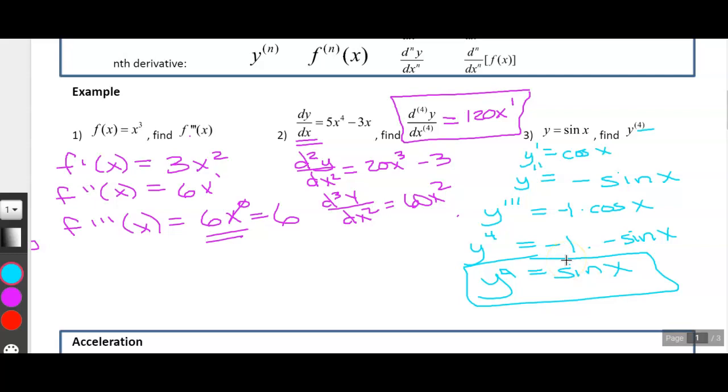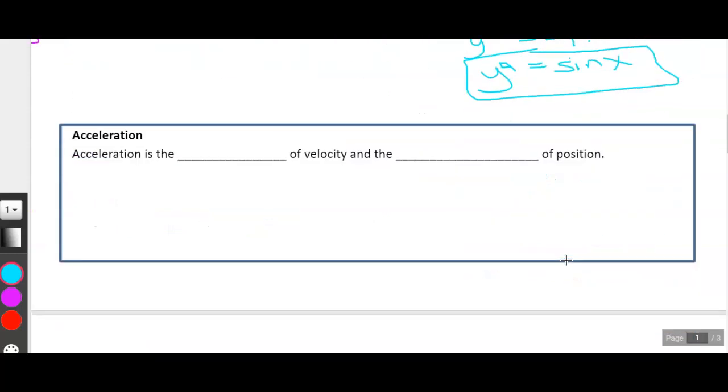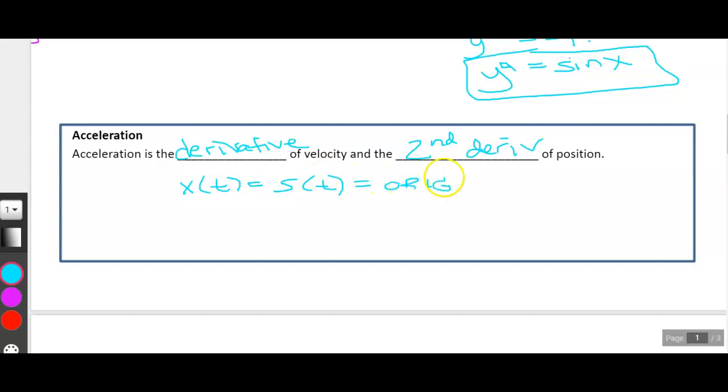All right. So acceleration is when you do applications, and it's not quite as complicated as physics, okay? So acceleration is the derivative of velocity, and it's the second derivative of position. So the way it works out is if, and usually this is like x of t or s of t on an application, they don't usually use y. But if it's the original function, we let that be known as the position.